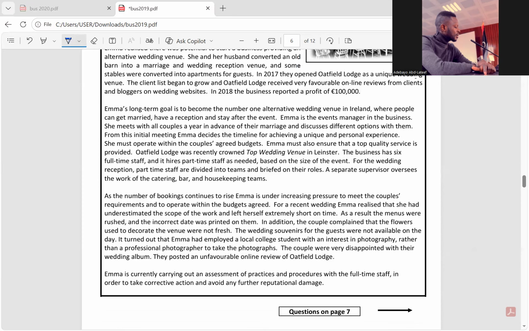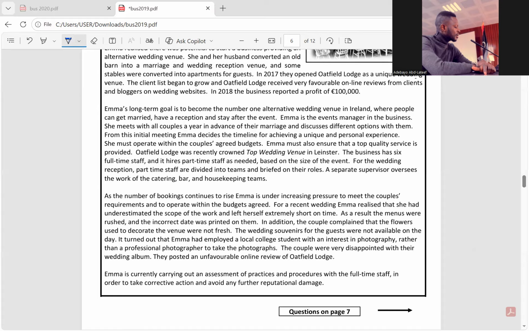Emma is the event manager in the business. She meets with all couples a year in advance of their marriage and discusses different options with them. From this initial meeting, Emma decides the timeline for achieving a unique and personal experience. She must operate within the couple's agreed budget. Emma must also ensure that top quality service is provided.